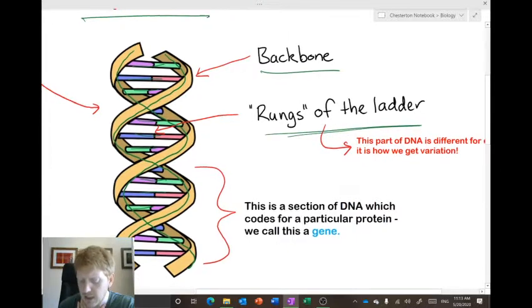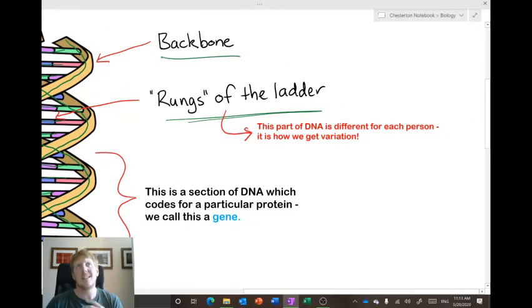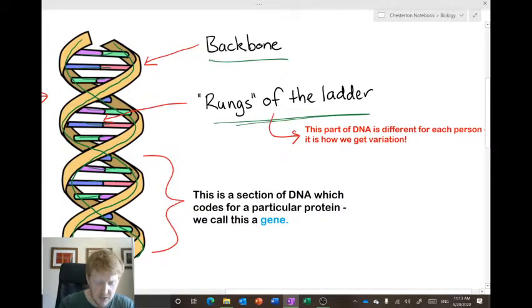These rungs of the ladder are the parts that are different from person to person, right? So my rungs are different from your rungs, which is why we get variation. The sole difference between us and why we are so unique and different, in hair color, eye color, personalities, all that, is because these rungs are different between us. And because they're different between us, we get different proteins and we get different traits, and that is where variation comes from, which is quite the exciting thing about DNA.